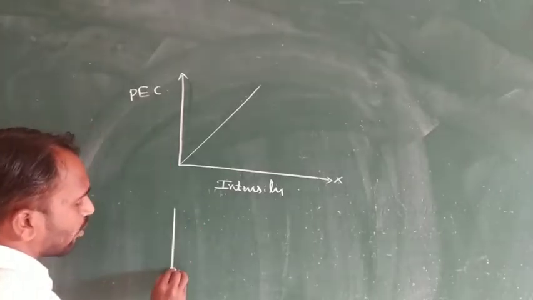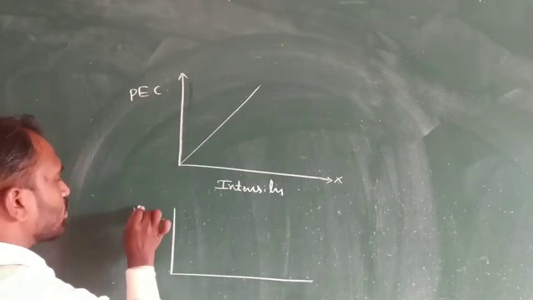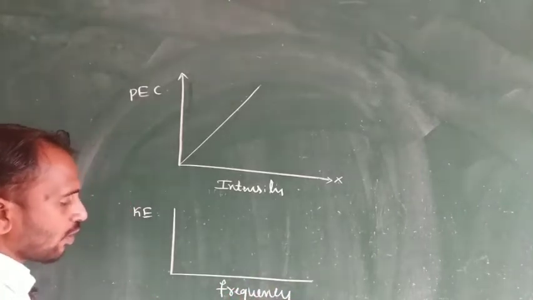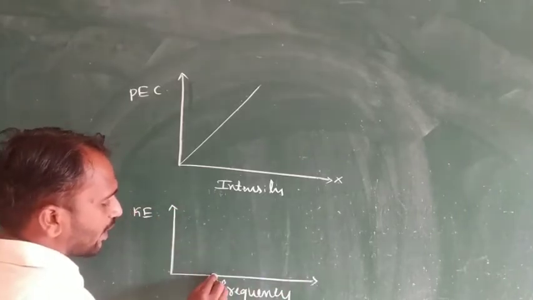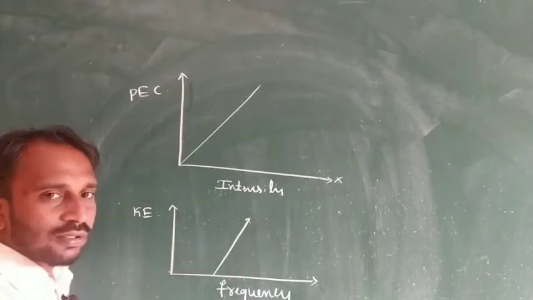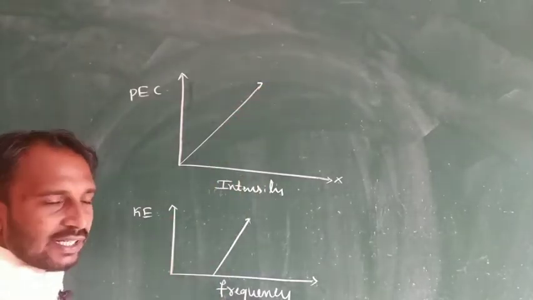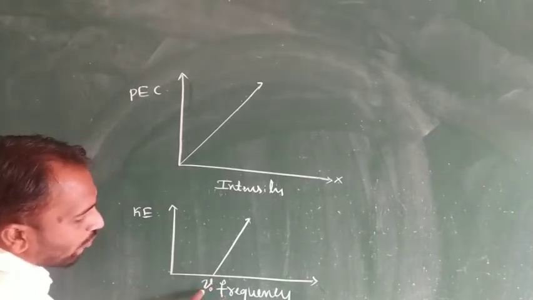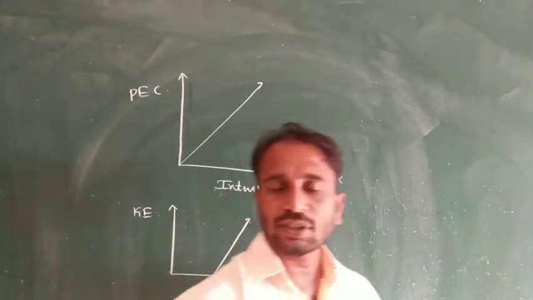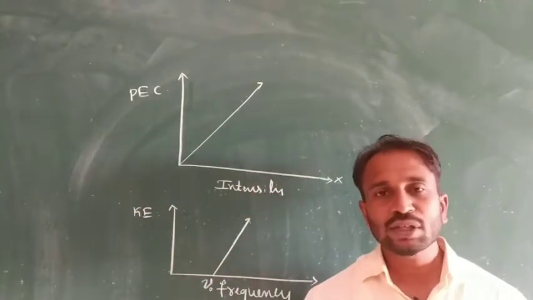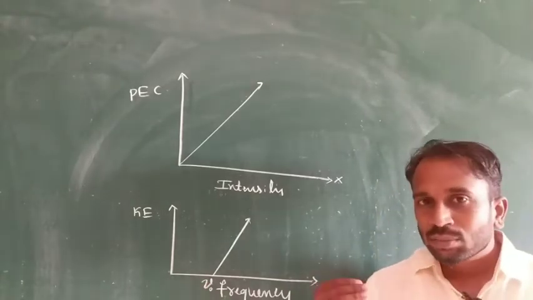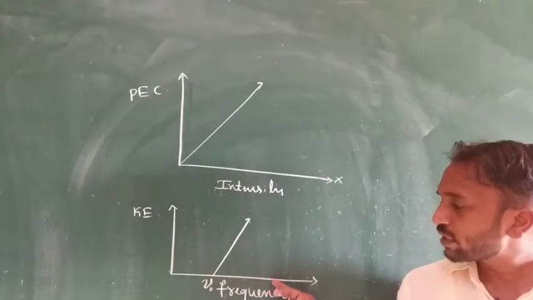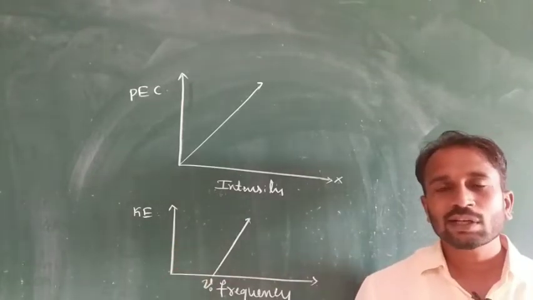The same thing here: frequency versus kinetic energy. This is the kinetic energy of a photoelectron, and along the x axis we consider frequency. Whenever the frequency of incident radiation increases, the kinetic energy of a photoelectron also increases. Here we have nu naught, which is the threshold frequency, the minimum frequency. Afterwards, whenever the frequency of incident radiation increases, the kinetic energy of a photoelectron also increases.